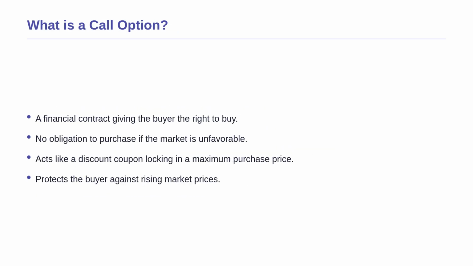With our terms defined, let us look at the first of the two main flavors of options, the call option. A call option gives you the right, but not the obligation, to buy a specific asset at the strike price. Think of it exactly like a discount coupon that locks in a maximum purchase price for something you might want to buy later. If the market price goes above your locked-in price, you use the coupon. If it stays below, you ignore it. It is a perfect shield against rising prices.